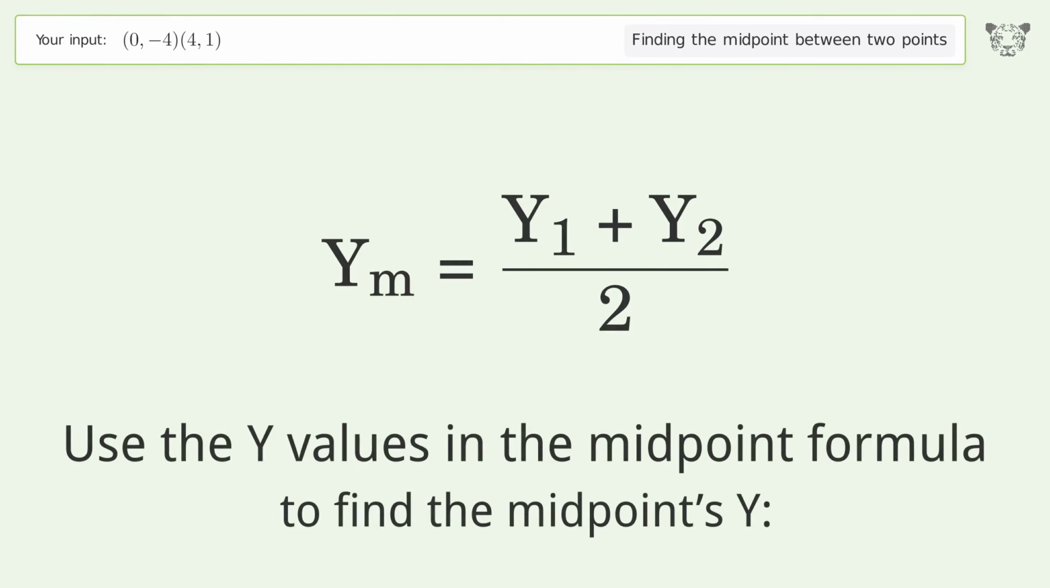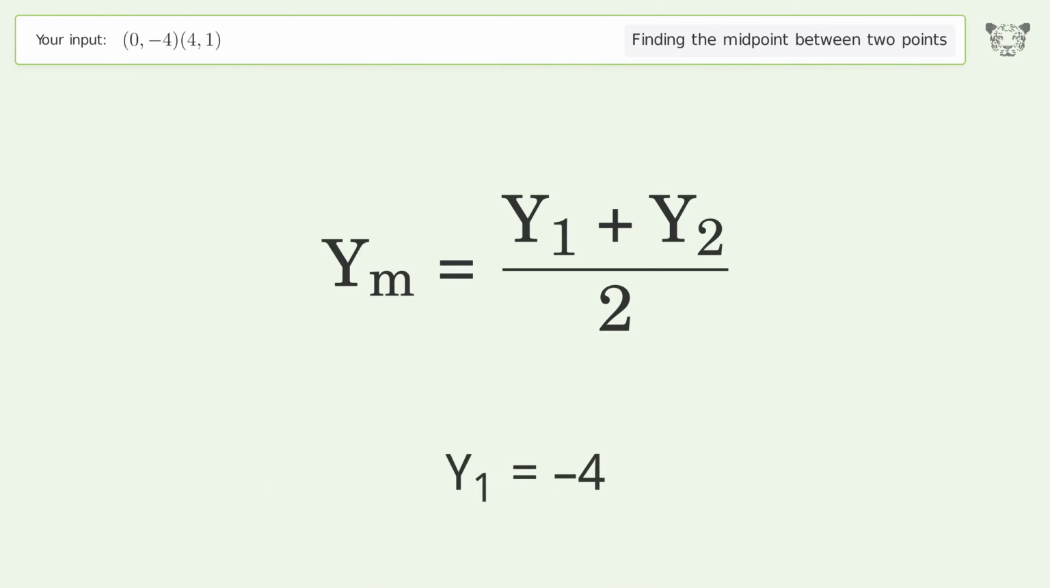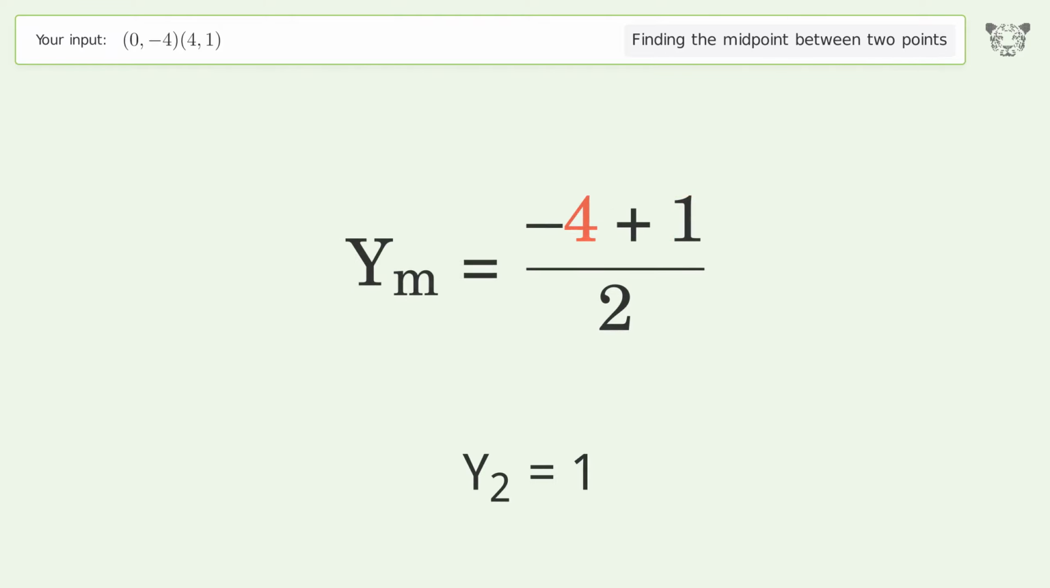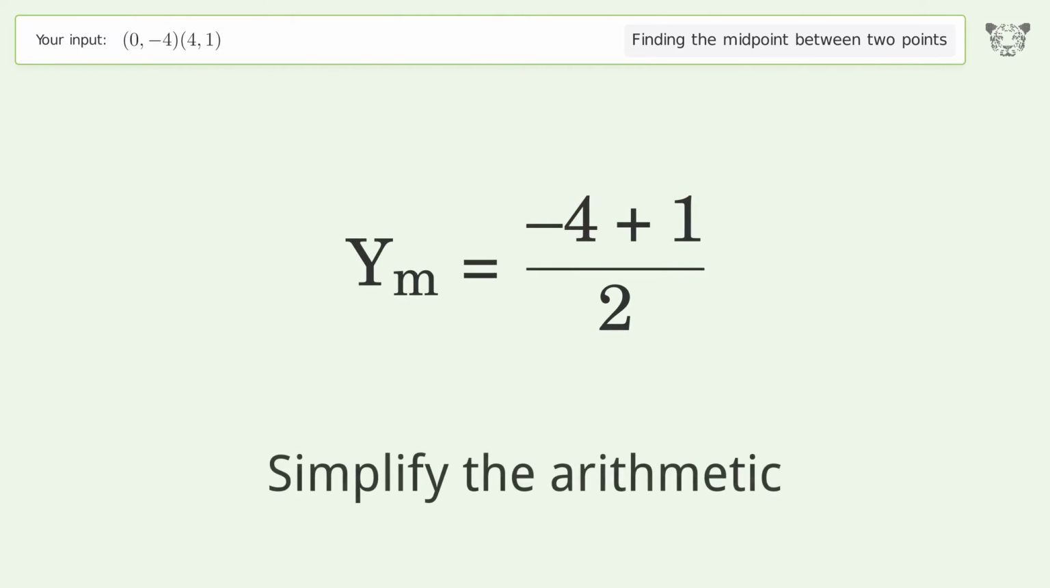Use the y values in the midpoint formula to find the midpoints y. y1 equals -4. y2 equals 1. Simplify the arithmetic.